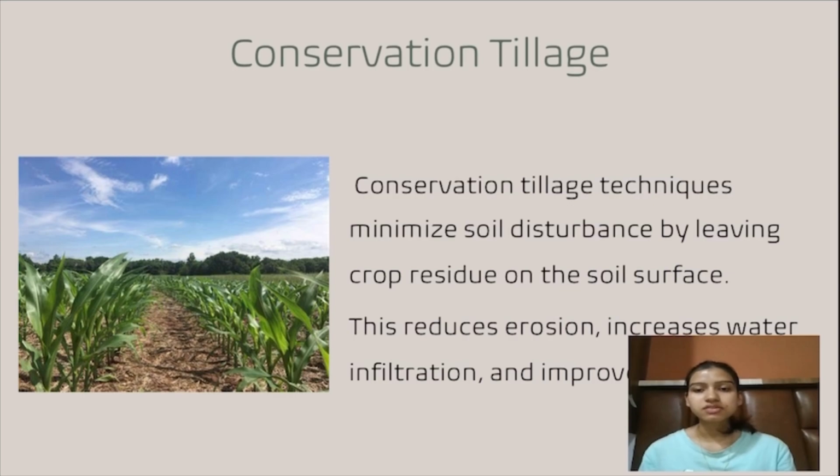Next is conservation tillage. Conservation tillage techniques minimize soil disturbance by leaving crop residue on the soil surface. If we take out the entire crop, it may harm the soil, or the soil may be left vacant for a long period of time. To prevent that, we keep crop residues on the soil surface so that soil erosion is minimized. This reduces erosion, increases water infiltration, and improves soil health in the future.